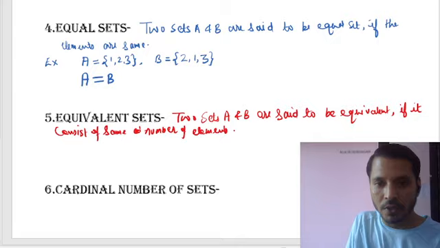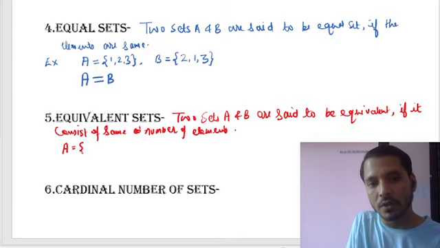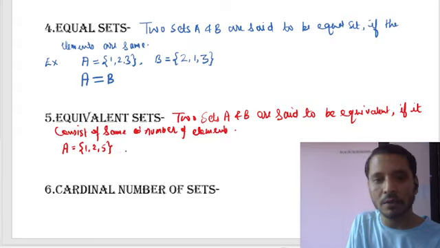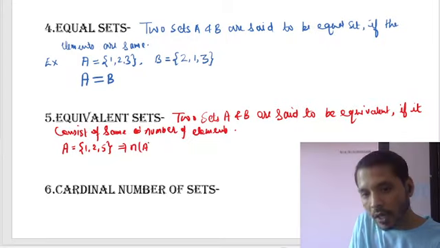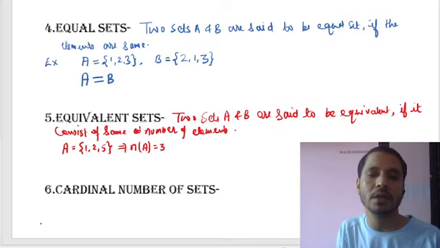Let us suppose here we have a set A which consists of 1, 2, 5. That means how many elements are there? To write the number of elements, we can write like this: number of elements in set A, n(A), is equal to how many? So there are 3 elements. So we are writing like this.